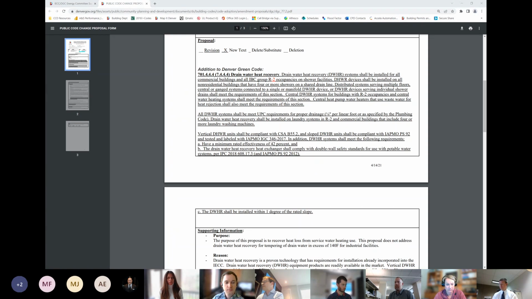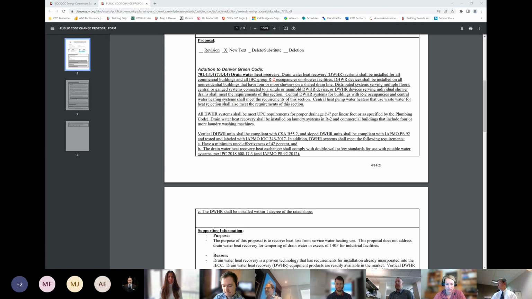So these are installed typically on non-residential buildings that have or are required to have them installed where there's 4 or more showers on a shared drain line. There's at least 2 or 3 different configurations of this type of heat recovery that can be done. You could have one device on each drain line. You could have a distributed system serving multiple floors, or there's central systems or systems ganged together on a single manifold. Or you can have devices, as I mentioned, serving individual shower drains. The drain water heat recovery itself is a passive device, so it's just recovering heat from the wastewater from the shower point of use as it's being used.